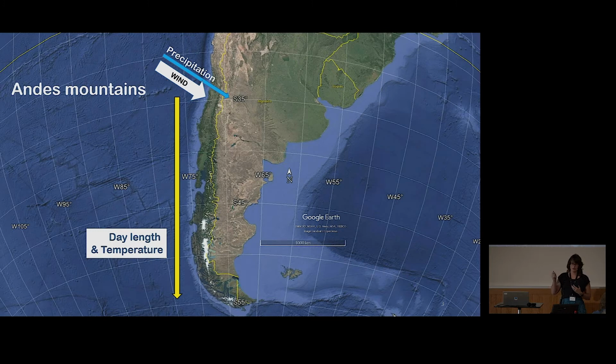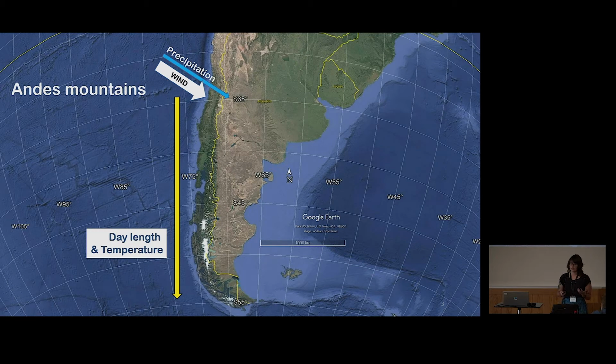So this rain shadow effect you see here is mainly driven by the wind, which comes from the west. It picks up all the moisture in the Pacific, hits the mountains, drops it, and then as you move east, it gets much drier. The other gradient we have is a latitudinally driven one, namely day length and temperature.